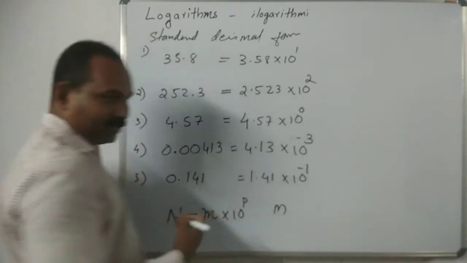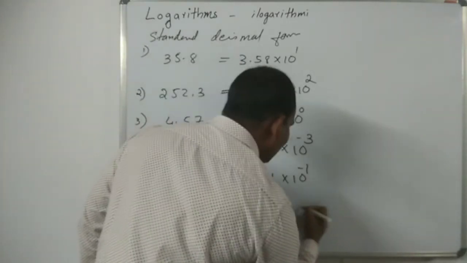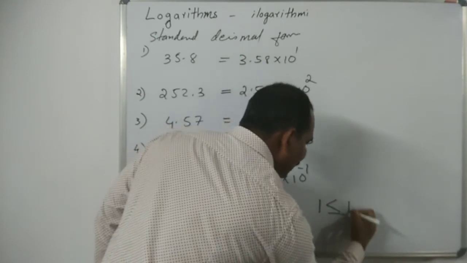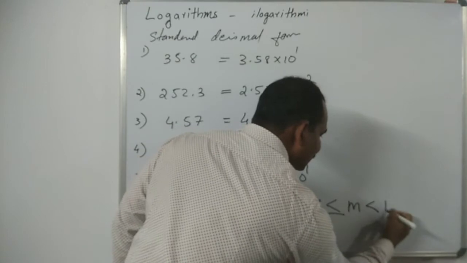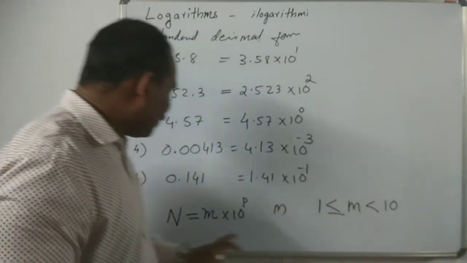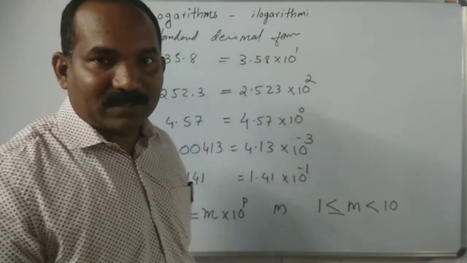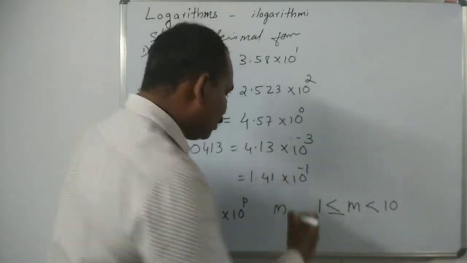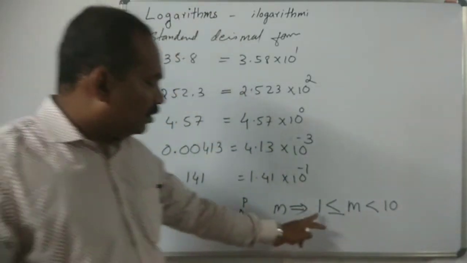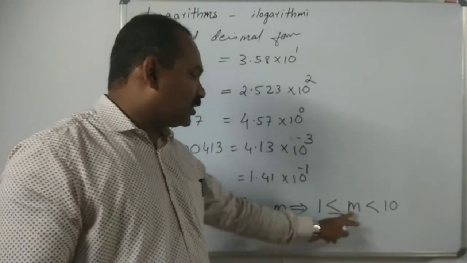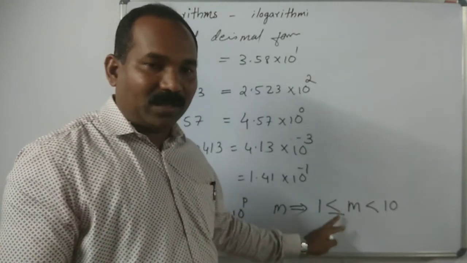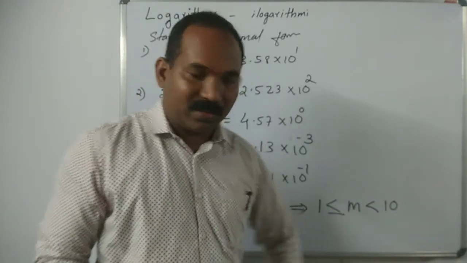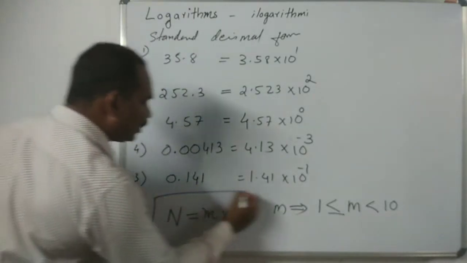m is the value which should be between 1 and 10. That is very important. m is greater than or equal to 1 and less than 10. Clear? Yes. So any number can be written in this form.